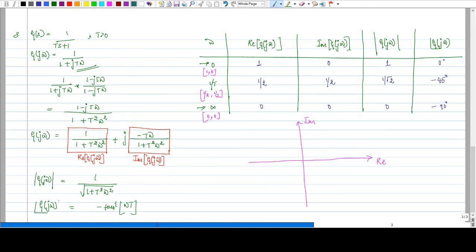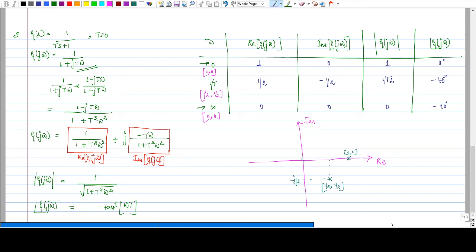First one will be 1 comma 0. So this is 1, your first point. Second it is 1 by 2. This is the second point, 1 by 2 comma 1 by 2. Make a small correction here. This has to be minus 1 by 2 because we have a minus sign. So this is minus j, 1 by 2.